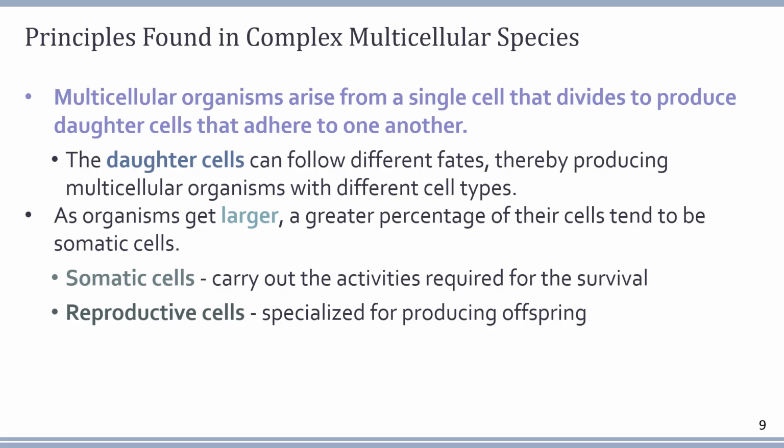As organisms get larger and larger, of course, they are made up of more and more cells. Most of those cells are going to be somatic cells. These are the cells that carry out all the normal activities. Those that are not somatic cells are the reproductive cells. So in large animals, we have a very small number, relatively speaking, of reproductive cells, and their goal is just reproduction. All of the other cells are there for survival of the organism.